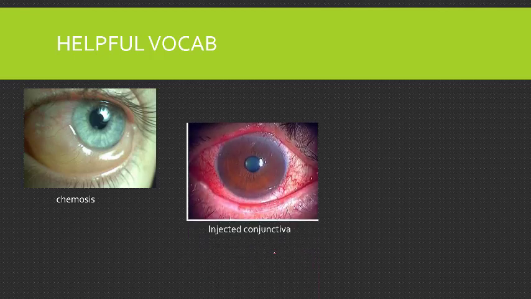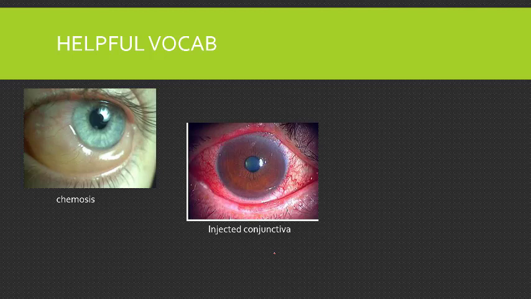Next is injected conjunctiva. Now, we say injected conjunctiva instead of saying the patient has a red eye. We want to use our special medical terminology so that we sound educated and the consultant understands what we're explaining. Injected conjunctiva means that there's a really heavy dilation of the blood vessels in the sclera. So we're seeing a lot of inflammation here.